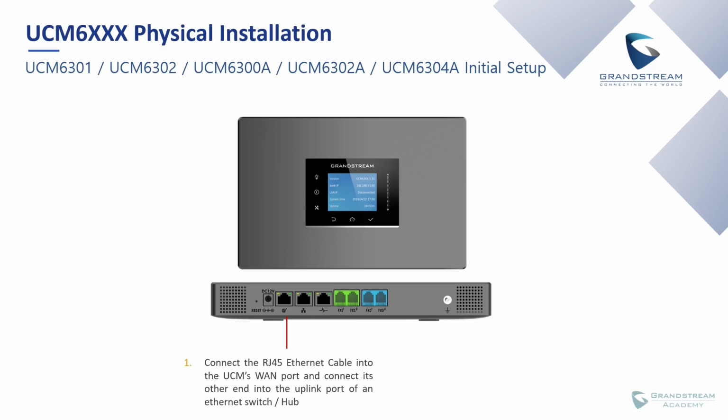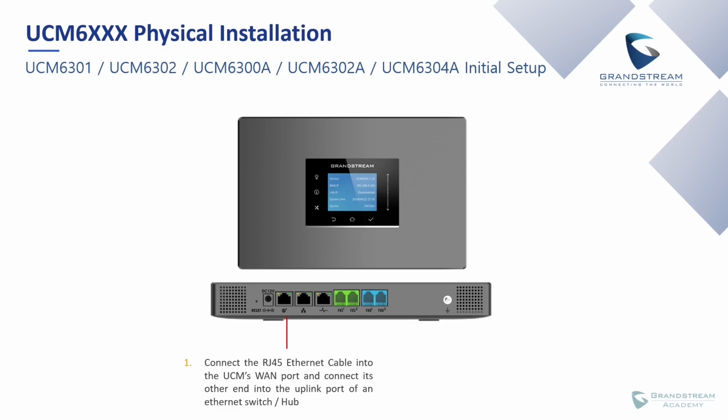The UCM 6301 will boot up and the front LCD display will show the UCM's hardware information when the boot process is done. Once the UCM is successfully connected to the network, the LCD will display the IP address and the users can check the port's status from the LCD screen by clicking on the interface status button.